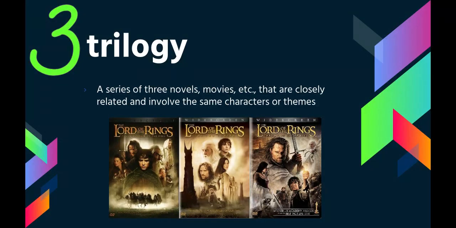So trilogy, this is a series of 3 novels, 3 movies, etc. that are closely related and involve the same characters or themes. So you can see there are 3 Lord of the Rings. We call that the Lord of the Rings trilogy. There are 3 of them.